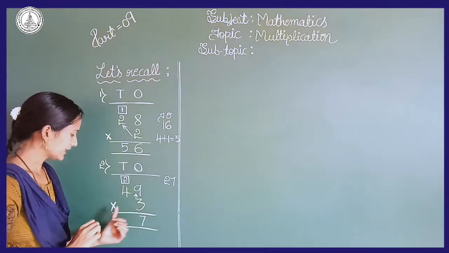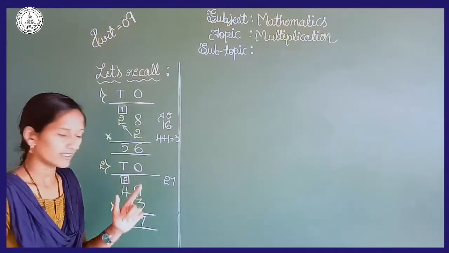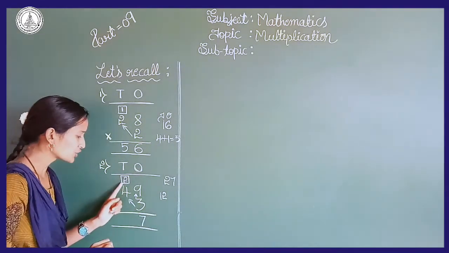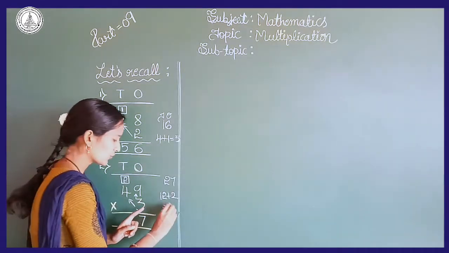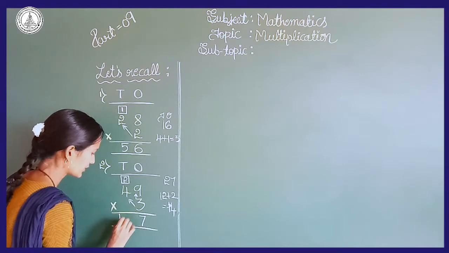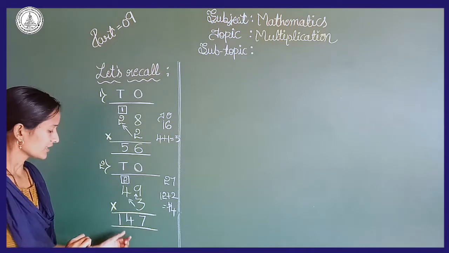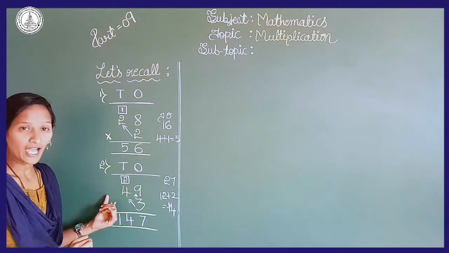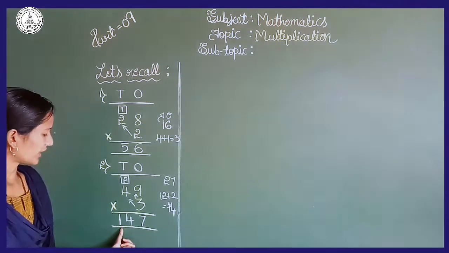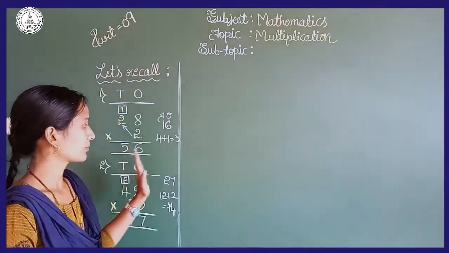The next, 3 into 4. 3 into 4 means 3 fours are 12. First write down 12 here. So 12 plus this 2. 12 plus 2 is 14. Right? So this is 14. Write down here. I am directly writing the two-digit number here, because next there is no number in the hundreds place. So directly write down 14. So 147 is our product. My dear students, this is about the previous class.